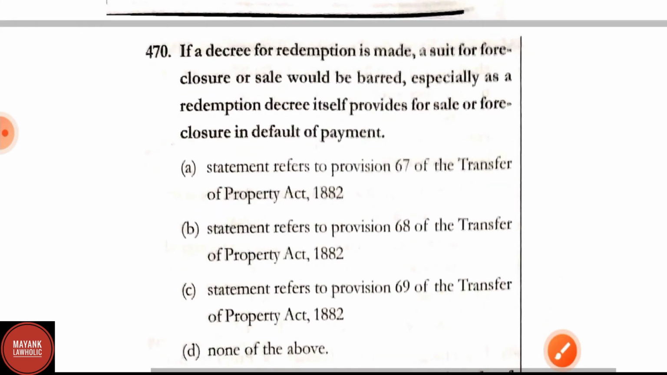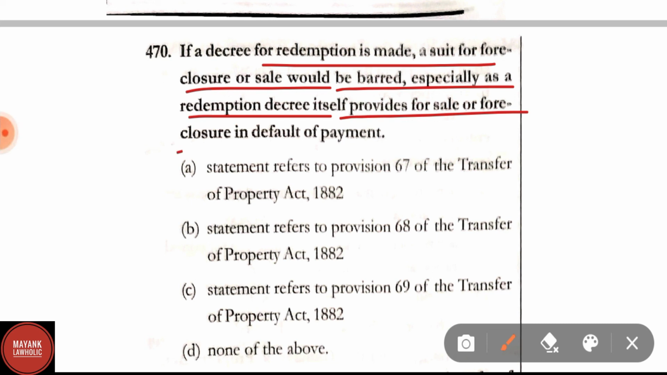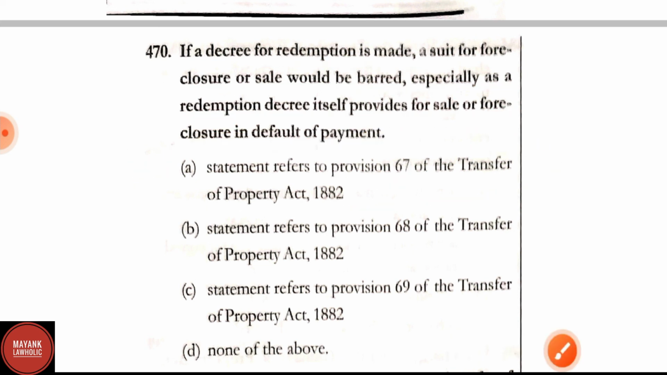Question number 470. If a decree for redemption is made, a suit for foreclosure or sale would be barred, especially as a redemption decree itself provides for sale or foreclosure in default of payment. Option A, statement refers to provision 67 of the Transfer of Property Act. Option B, statement refers to provision 68 of the TPA. Option C, statement refers to provision 69 of TPA, and D, none of the above. Correct answer is option A. Statement refers to provision 67 of the Transfer of Property Act.